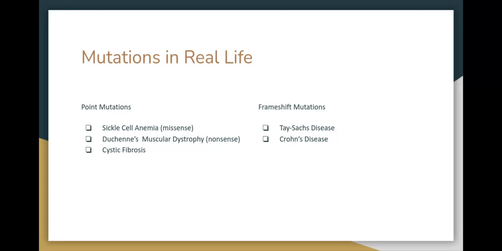So just to make this a little bit more real for you, here are some examples of mutations in the genetic code in real life. We have sickle cell anemia, Duchenne's muscular dystrophy, and cystic fibrosis. And for the frame shift mutations, we have Tay-Sachs disease as well as Crohn's disease. Some of you may have heard of these before, some of you may haven't, and that's okay, because we're going to cover them a little bit more later.